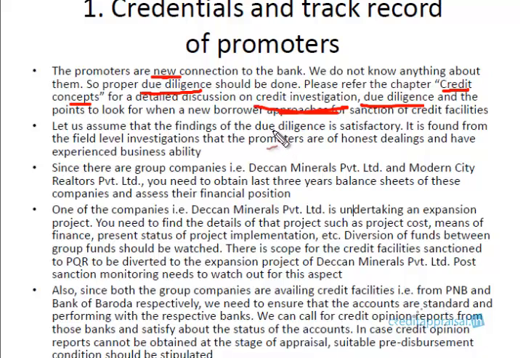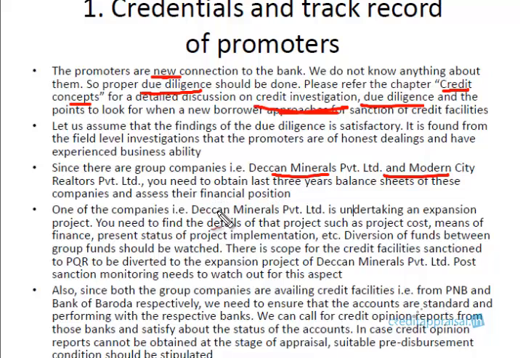And what is the market opinion about this company? Okay, so let us assume the findings of the due diligence for this company are satisfactory. One way of assessing the promoters' business acumen is to look at how they are running their existing companies. This group has two group companies. The promoters already have two companies, Deccan Minerals and Modern City Realty.